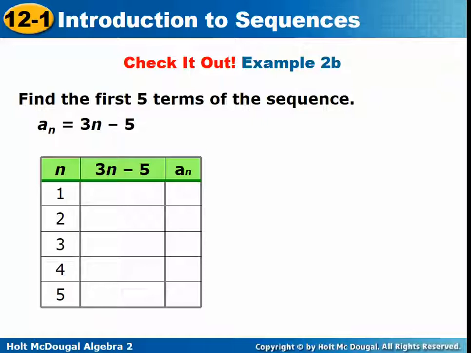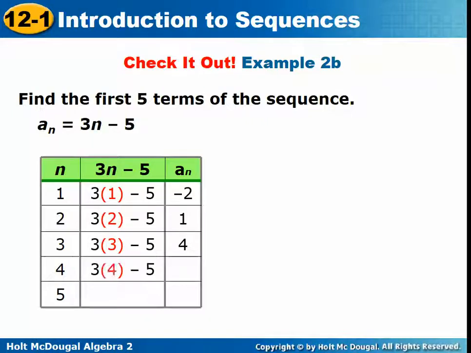All right, so here's just another example using the formula 3n minus 5. And when n is 1, we get negative 2. When n is 2, we get 6 minus 5, which is 1. When n is 3, we get 4, because 9 minus 5 is 4. And when n is 4, we get 7. This is an arithmetic sequence. Once you find what the first value is, each one of these is plus 3, which you could also use to check your answers as you go.